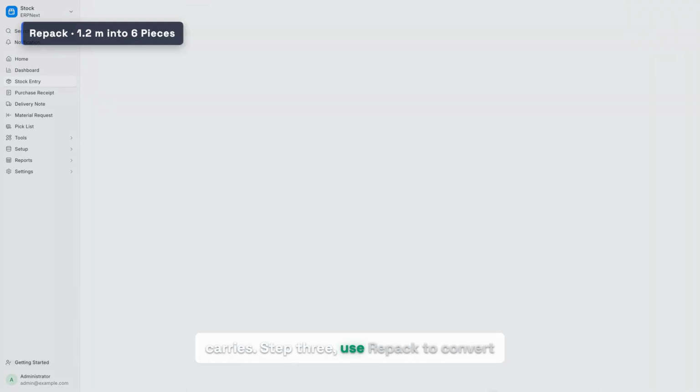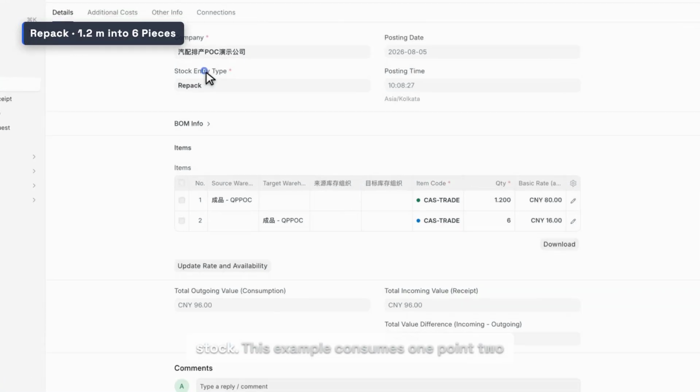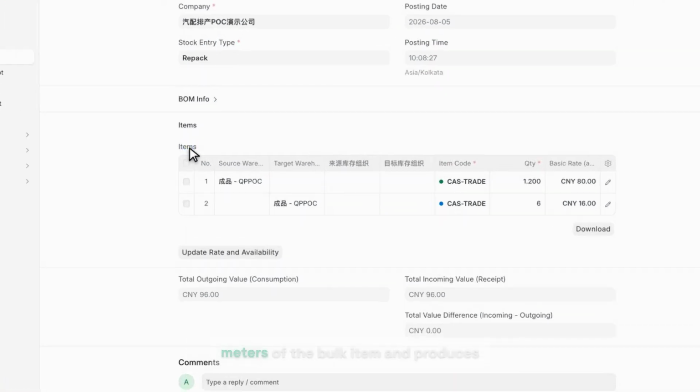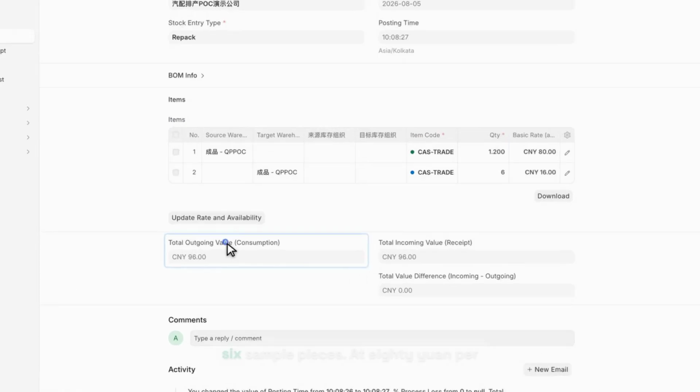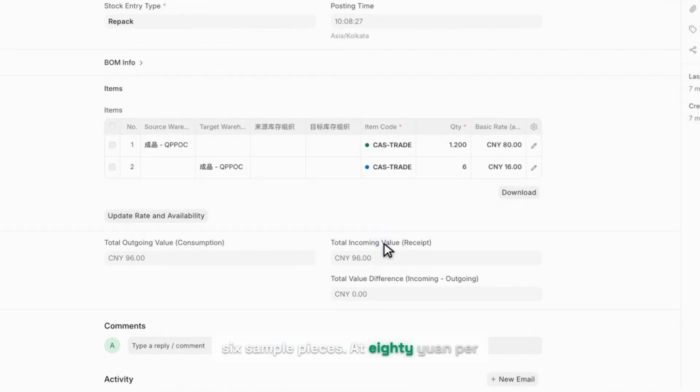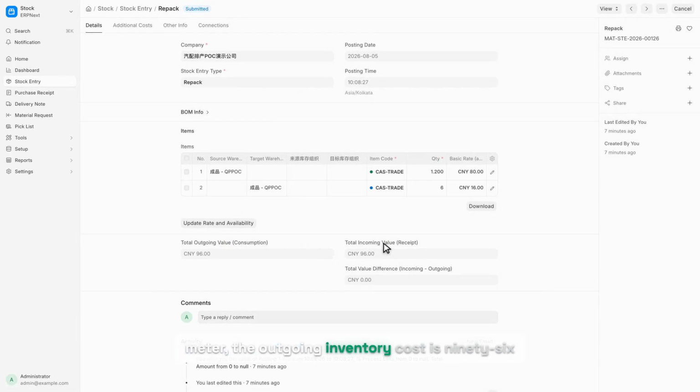Step 3. Use repack to convert stock. This example consumes 1.2 meters of the bulk item and produces 6 sample pieces. At 80 yuan per meter, the outgoing inventory cost is 96 yuan. The 6 samples receive the same 96 yuan, giving a valuation rate of 16 yuan per piece. No inventory value is created from nothing, and the samples are not assigned a zero cost.